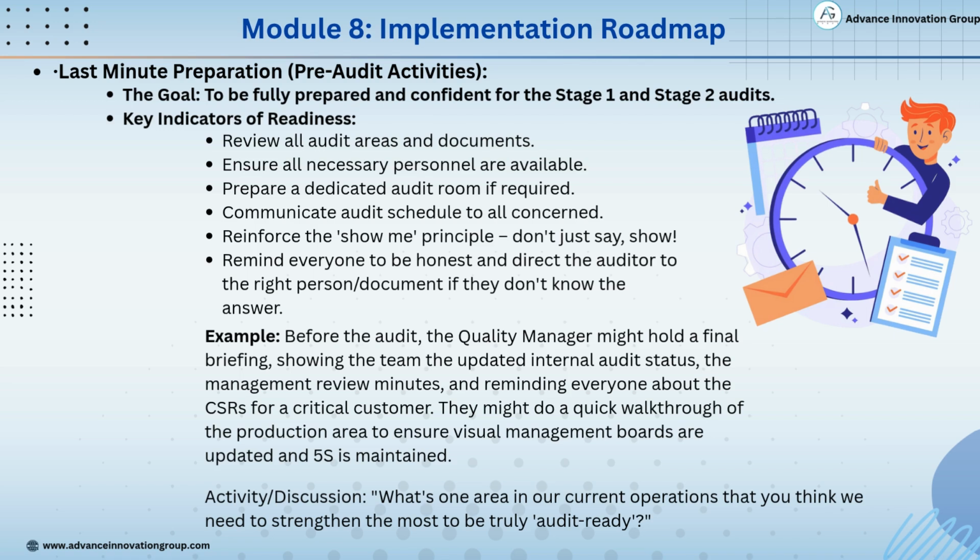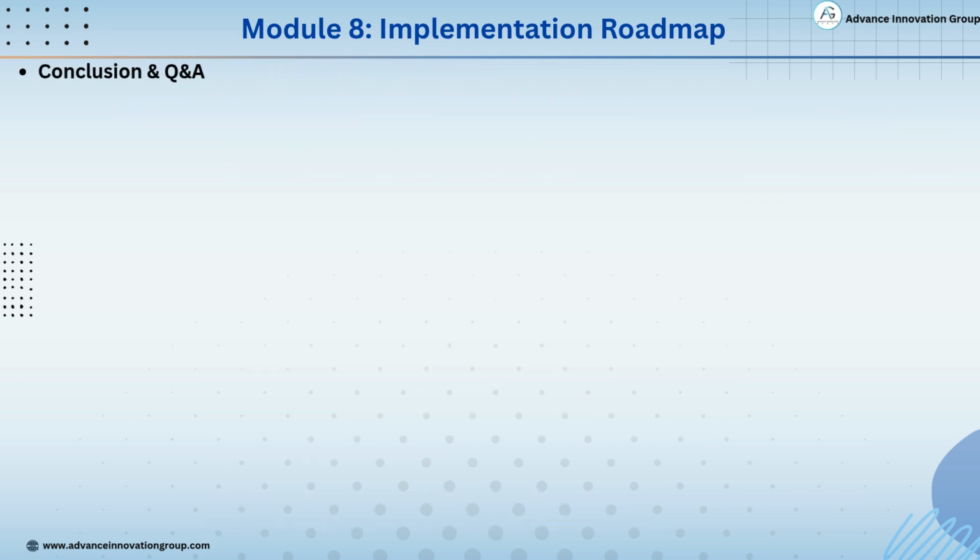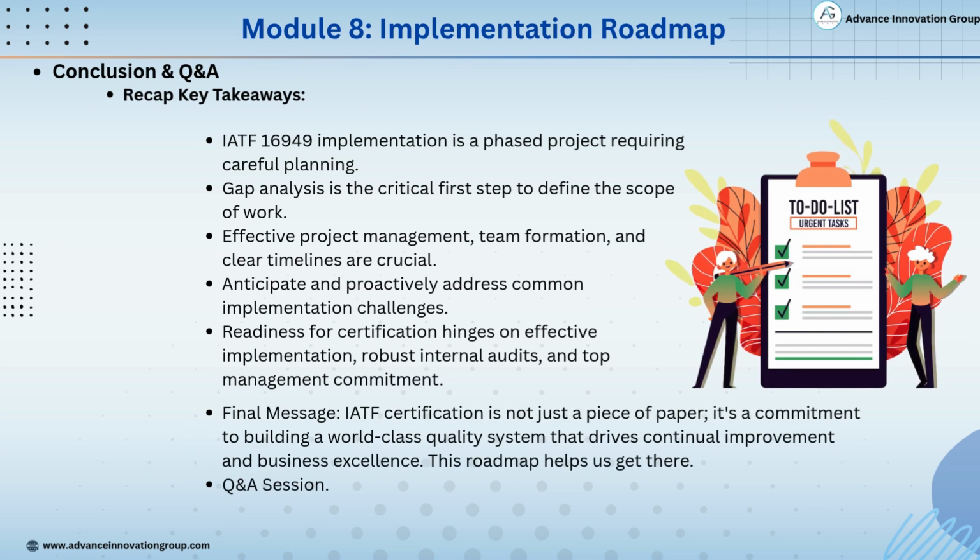Example: the quality manager may do a final briefing, showing the latest internal audit results, management review minutes, and reminding everyone about key customer-specific requirements. They may also walk through the shop floor to check that 5S and visual boards are properly maintained. Discussion prompt: ask the team, what's one area in our current operations that we need to strengthen to be truly audit-ready? Let's wrap up this session by recapping the key takeaways from our IATF 16949 Implementation Roadmap.